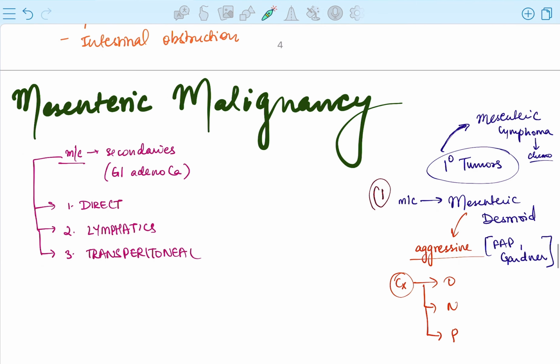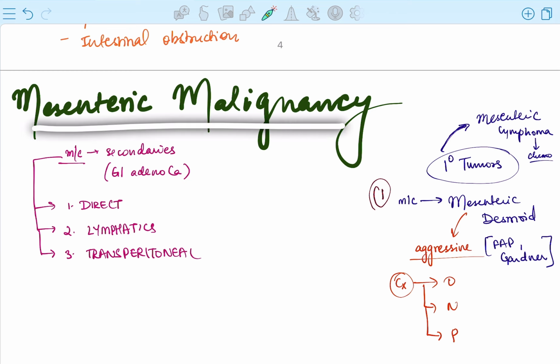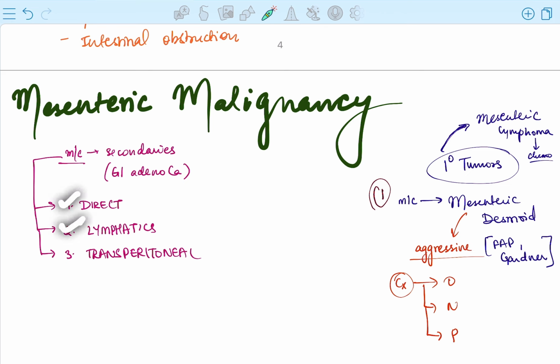And lastly, we are going to talk about mesenteric malignancy. The most common malignancy is nothing but secondaries, and that too from GI adenocarcinoma. Okay, so how can this spread? It can be a direct spread, it can be from the lymphatics, or it can be transperitoneal, right?